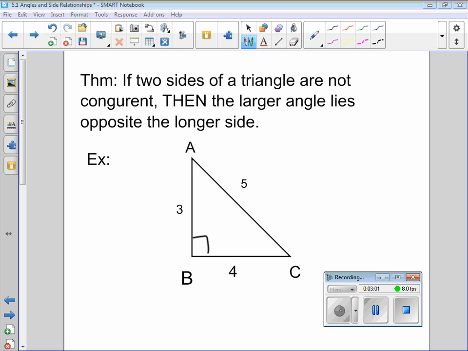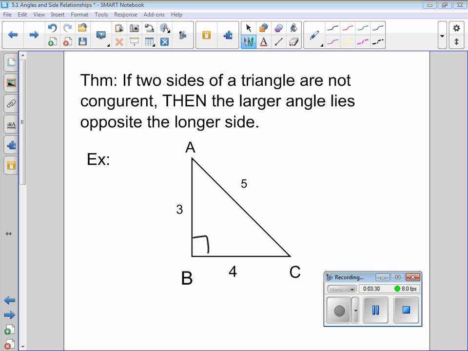Let's move on. So we have our first theorem. It says this basically: if two sides of a triangle are not congruent, then the larger angle lies opposite the longer side. Okay, put me on pause if that didn't make sense, and you go back and piece that together, and you go through that sentence and make sure you understand clearly what it says. I'm going to take a moment and allow you to put on pause and go back and look at that, and then I'm going to explain a little further.